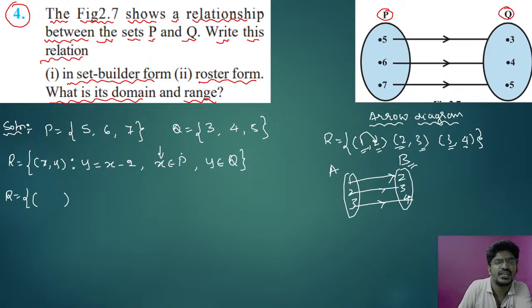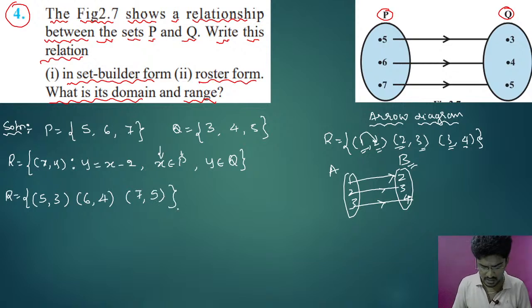I have to write the x element. First I have to write the x element, that is from P. So I will take 5. 5 minus 2 is what? 3. No problem. 3 is present in Q. Next element. Here you can take 6. What will it be? If I take 6 minus 2, it will be 4. So no problem. 6 comma 4. Okay. Next, you can take 7. So 7 minus 2, that will be 5. This is the answer. Okay.